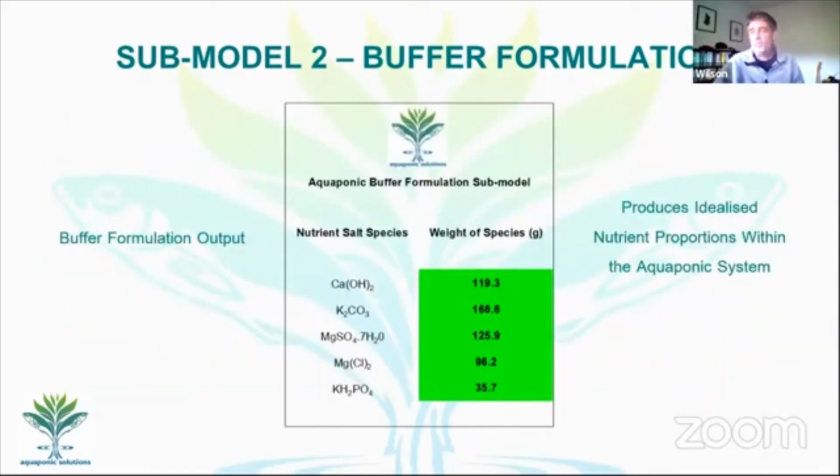So this is an example of a buffer formulation output. Calcium hydroxide, you need that much. Potassium carbonate, you need that much. Magnesium sulfate, you need that much. Magnesium chloride, potassium phosphate. And it just spits them out as weights, because that's how you measure these things out.